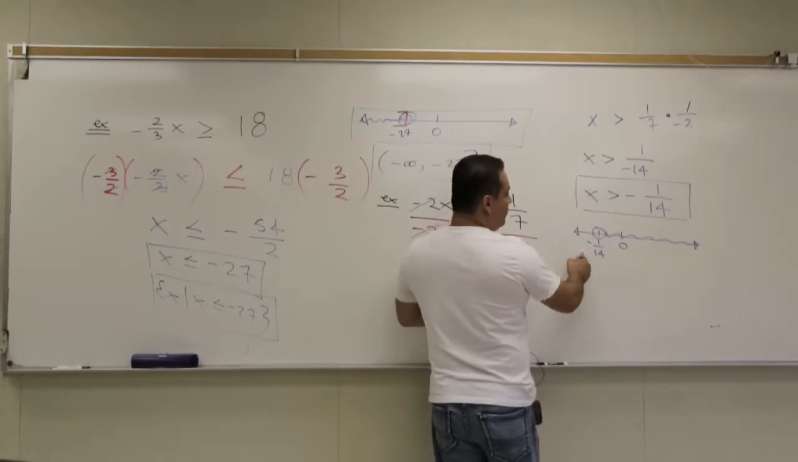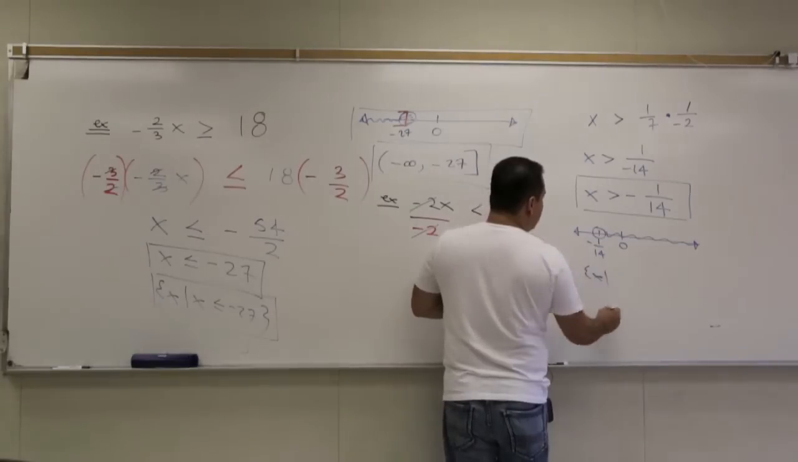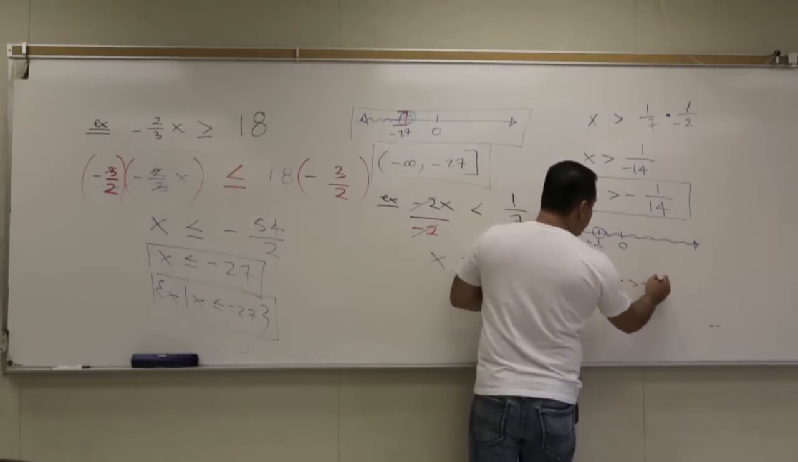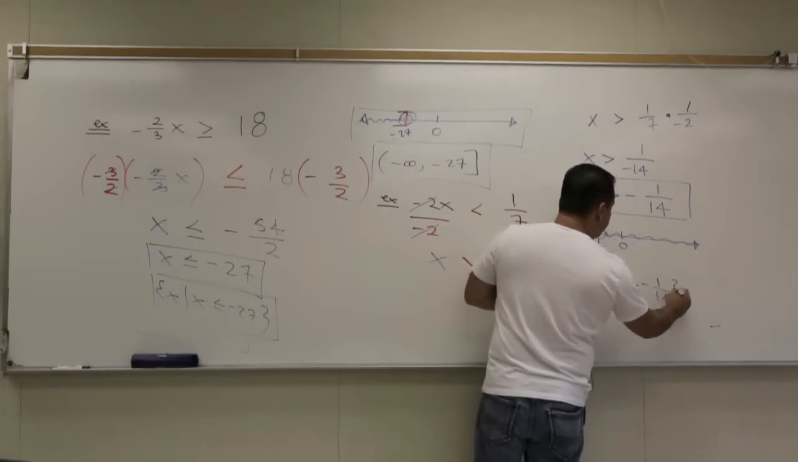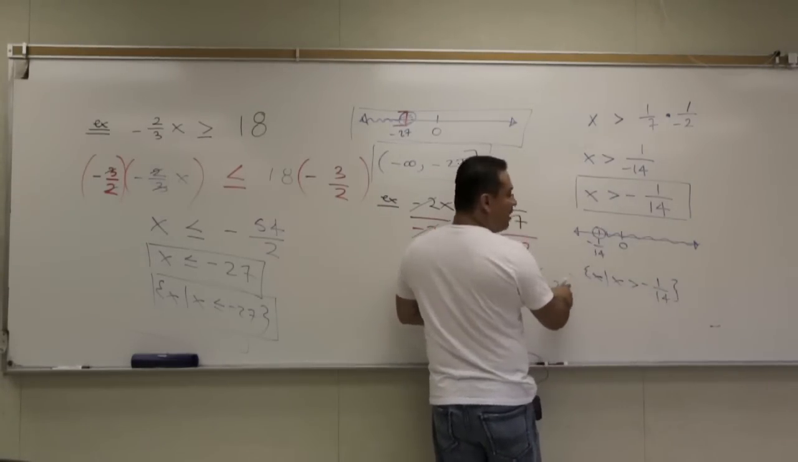We got to write the set notation. Set of all x such that what? X is greater than 1 over 14. What about your interval notation? How do we describe that?